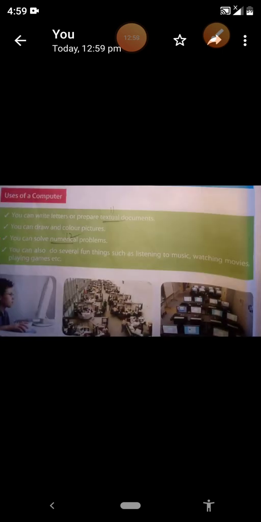In an ATM machine, in a supermarket also. It works under the IPO cycle. Okay. So now we are going to see about the uses of a computer.